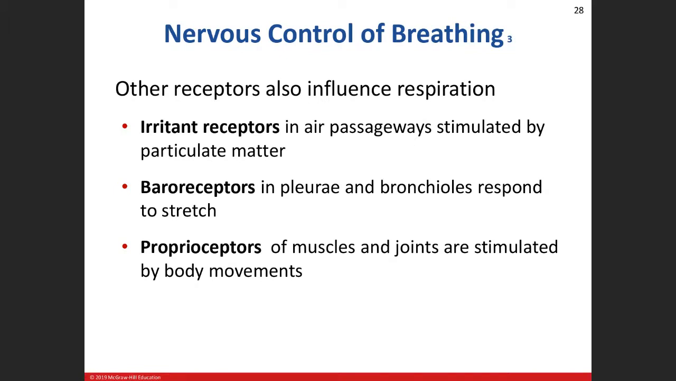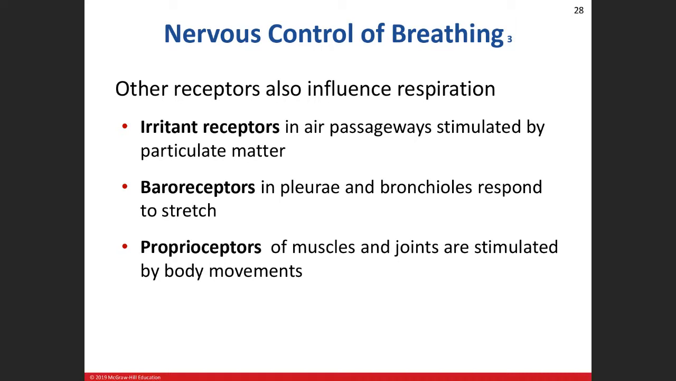We talked about them briefly when we were discussing the carina, which is located at the bifurcation of the trachea into the left and right primary bronchi. And these irritant receptors will be stimulated if you get a dust particle or pollen particles in there. It'll help to invoke, and we'll talk about the effects of this in a little bit, the sneeze or the cough reflex to try to clear your airway passage.